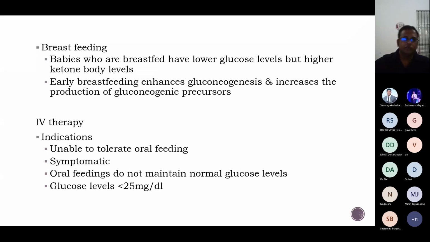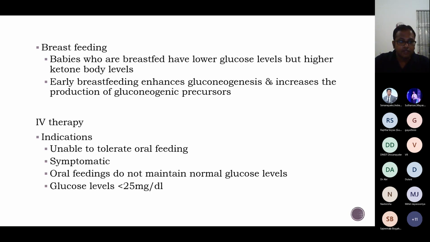A few facts about breastfeeding. So babies who are breastfed have lower glucose levels but higher ketone body levels. And early breastfeeding enhances gluconeogenesis and increases the production of gluconeogenic precursors. As you can appreciate, when the baby is in the mother's womb, this glucose is coming through the placenta. But soon after delivery, there are so many things happening to maintain this blood glucose level, like gluconeogenesis and glycogenolysis and so on.